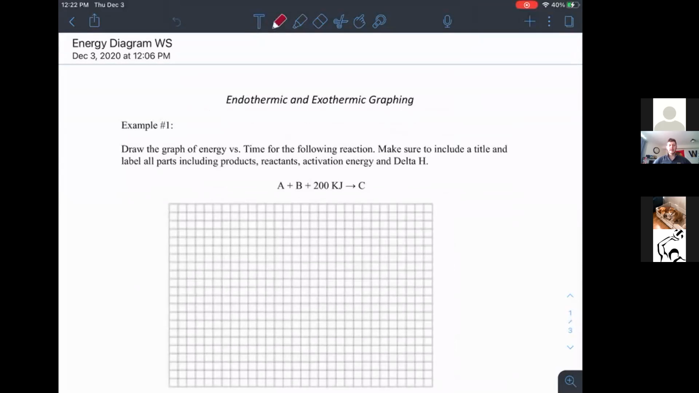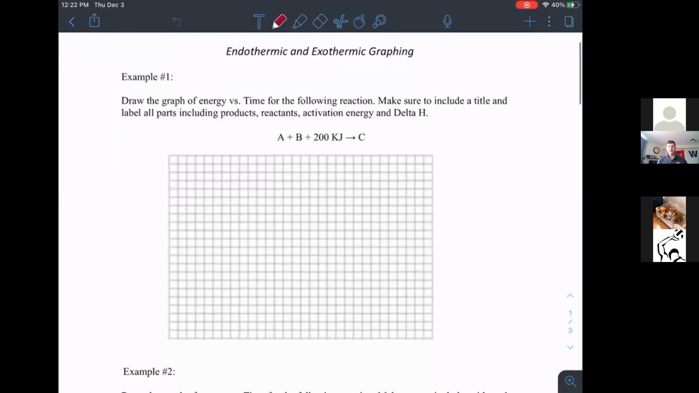When we're doing this, it says we need to draw the graph of energy versus time for the following reactions, making sure that we include a title and label all the parts, including products, reactants, activation energy, and delta H. That's a lot of information we have to put on these graphs. So it says everything we need to do.